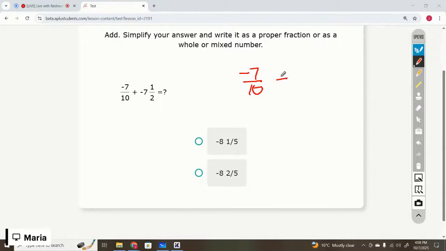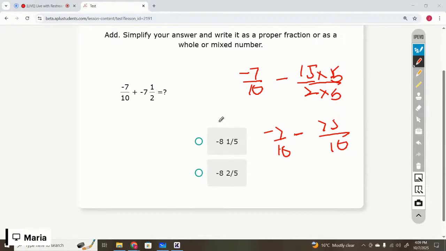2 times 7 is 14 and 1 is 15 over 2. Let's just make the denominator same. You need to multiply it by the 5 because 2 times 5 is 10. Negative 7 over 10 minus 5 times 5 is 25, that is 75 over 10. Now negative 75 and negative 7 is negative 82.